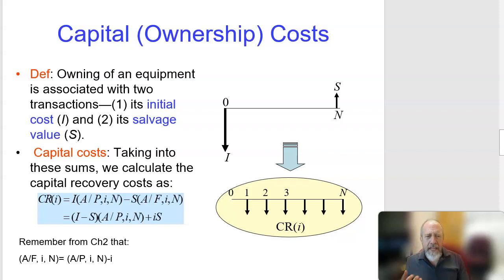So the calculation, we use the abbreviation CR, and CR of i because it's dependent upon the interest rate, is the initial, that's the big I right here, and the salvage, S, and then all you do is you annualize the present worth of those plus iS. Okay? And that's how you get basically that capital cost associated with it.